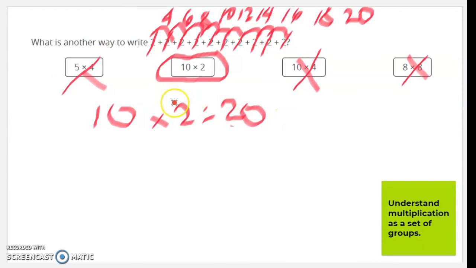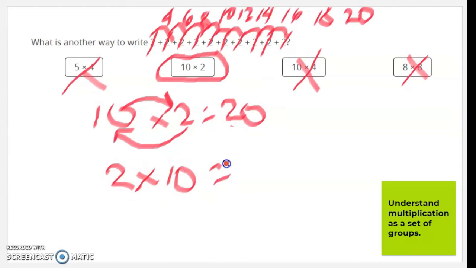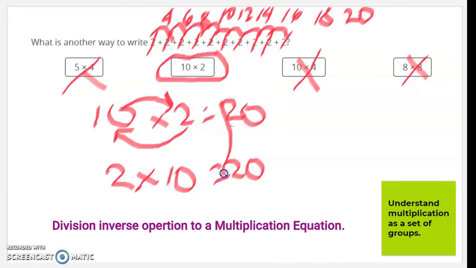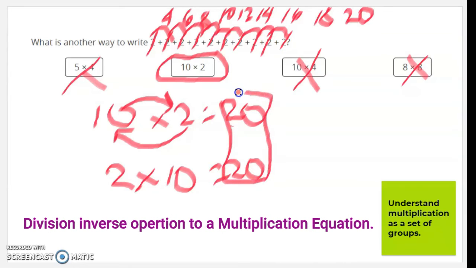So if we change the order of the factors, we are going to have the same answer. 10 times 2 is the same as 2 times 10, and the product is going to be the same. And also we can turn this into a division. We're going to divide the product by one of the factors. We can divide 20 by 2, which is going to be equal to 10.